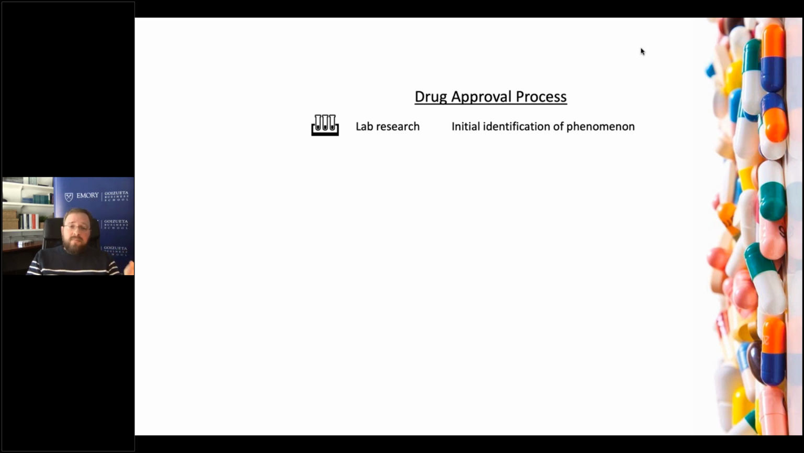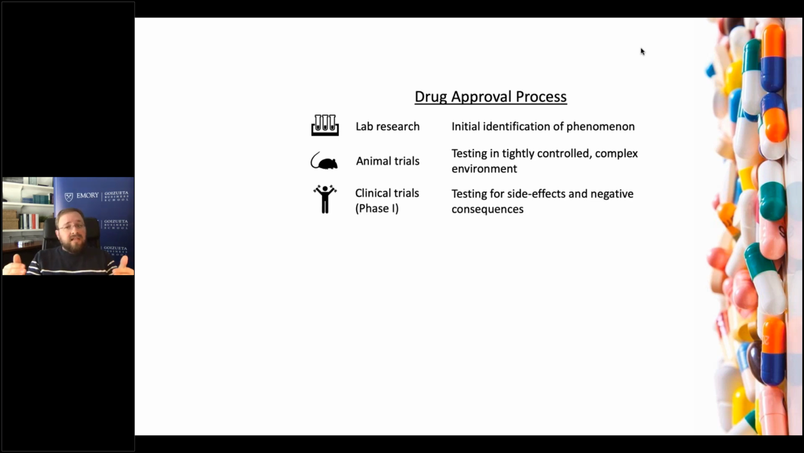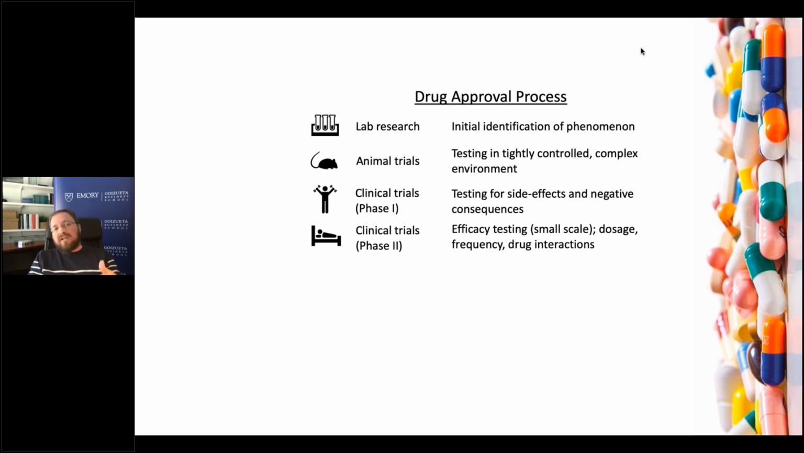So you do some lab research. This gets you some ideas of what's going on initially. You then move on to animal trials, where you test to see if it will shrink tumors in rats. And then you move on to clinical trials. Now, interesting, phase 1 clinical trials don't even test to see if it's efficacious. It doesn't test to see if it combats the disease. It tests exclusively for side effects. So yeah, this thing might cure cancer, but it also kills off your kidneys at the same time. That's no good. Phase 2 clinical trials, now we're actually seeing if it will help address the disease itself.